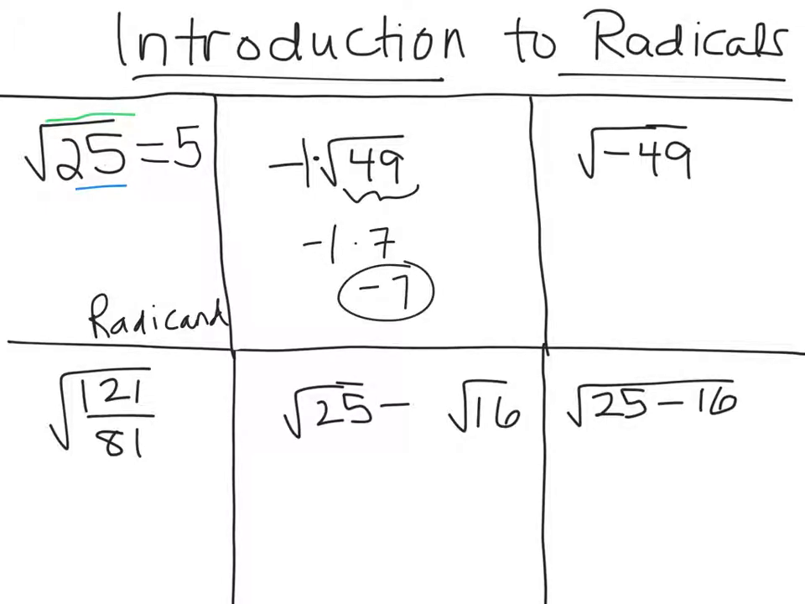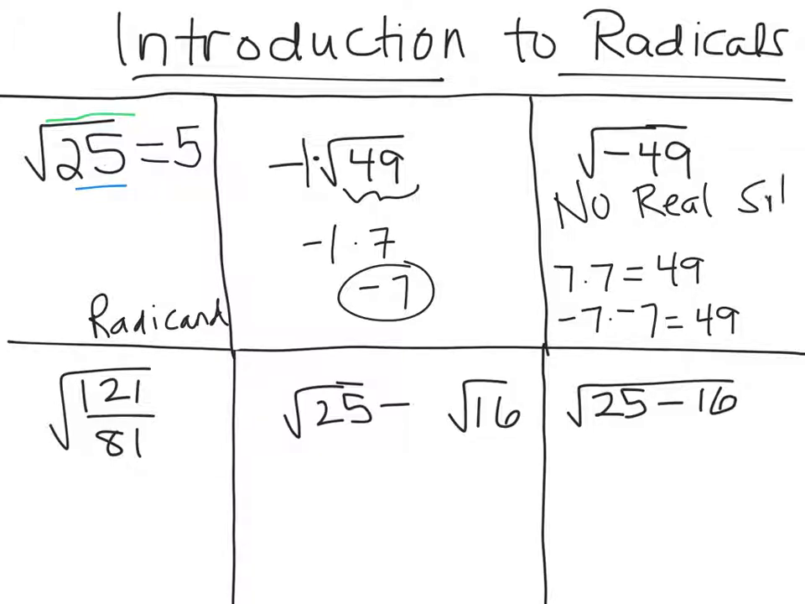On this next one, there's no way to get a negative 49. If we have 7 times 7, we would get positive 49. Negative 7 times negative 7 would give us positive 49. So this has no real solution. There's a different number system, but we'll deal with that at another time.